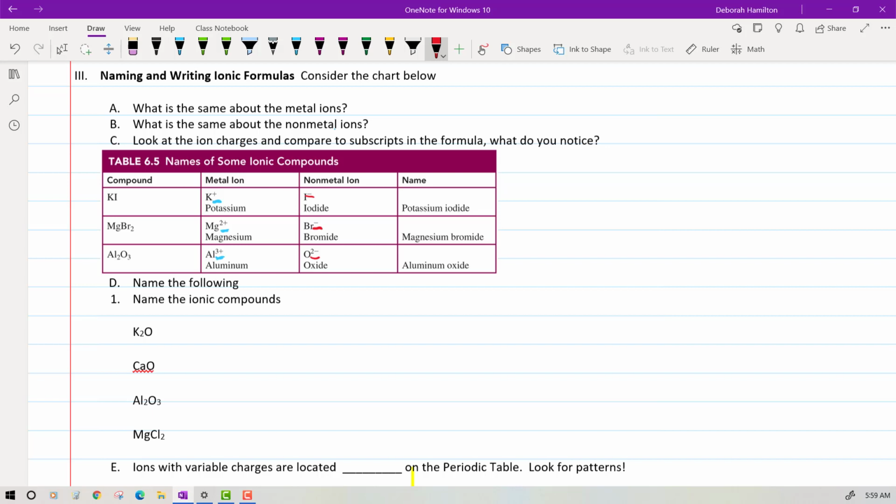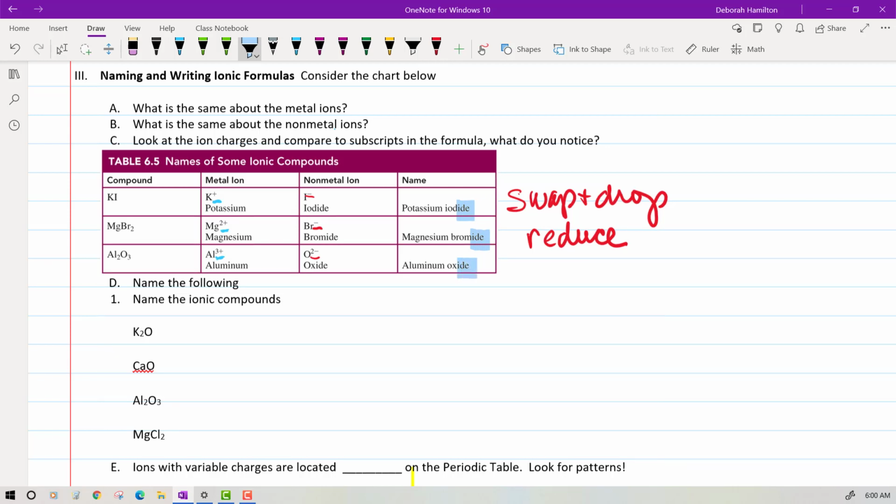Okay? Now again, let's look at the ion charges. Remember we talked about swap and drop to create your formula. We're going to add a word here: swap, drop, and reduce. One of the properties of an ionic compound is that it must be in its lowest reduced ratio. So on occasion, you might need to reduce your subscripts if you're doing this swap and drop method. But the other thing I want you to notice is your nonmetal ions. Look at the ending of all your nonmetal ions. They're all the same.